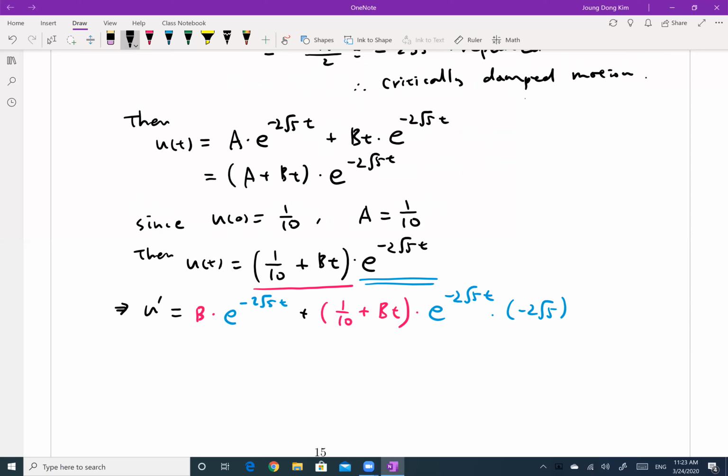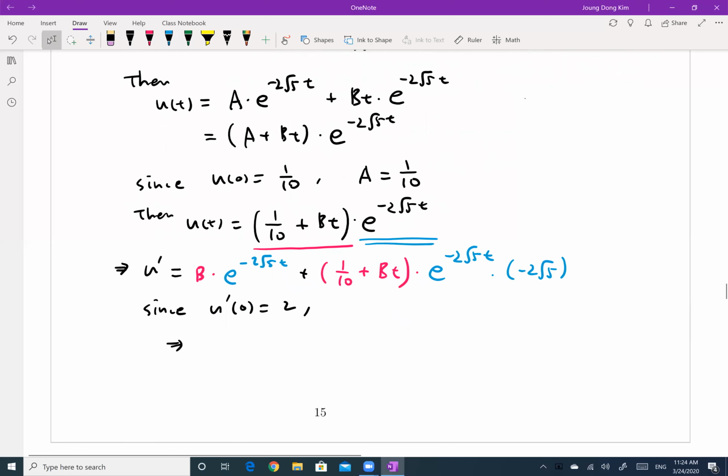Now second initial condition, okay? Since the problem said u prime 0 was equal to 2, right? Then plug in 2 in there. I plug in 0 in there. Then this part is equal to 1, right? That's why you have b only. And plus this part is just simply 0. And this part equal to 1.